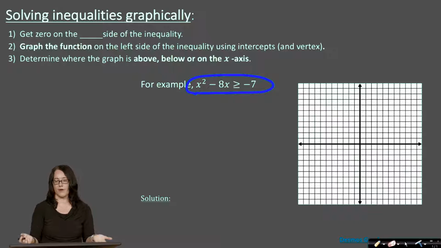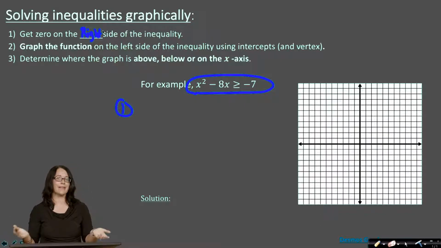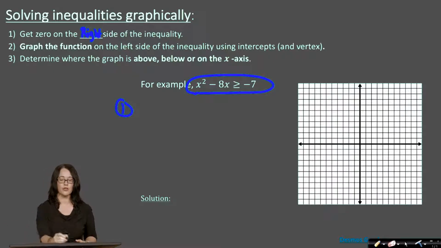So how do we know what the function is? First step, get 0 on the right side. Now you might be thinking, why does it matter what side I get it on? Technically, either side is correct, but to interpret the results correctly, I find that 9 times out of 10, my students do much better if 0 is on the right side. They interpret what's happening in the correct way. So let's go ahead and do that.